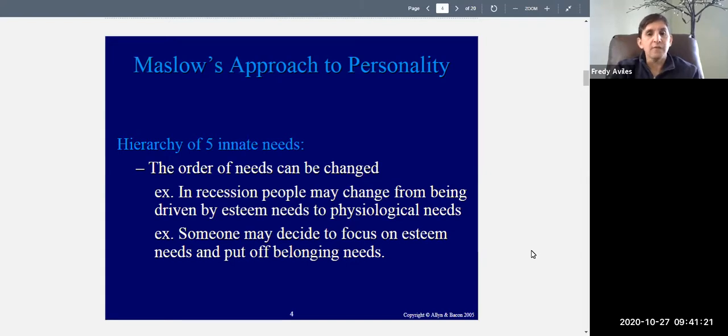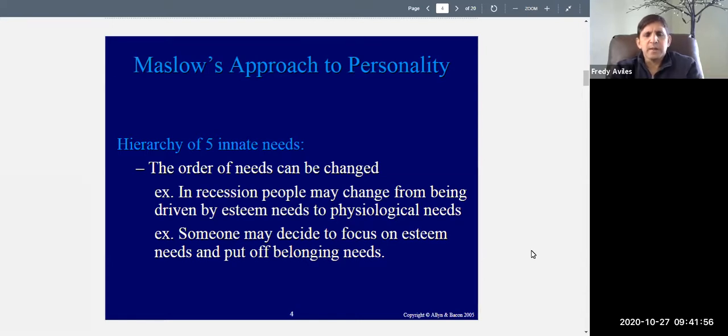So when you lose your job and money becomes scarce, no longer will you care about that nice car. You will probably sell it if you have to. No longer will you care about those clothes or those other things, those esteem needs, those materialistic needs that just make you feel good. You won't care about those things anymore. Now what's going to matter is, do you have enough money for food? Do you have enough money for shelter? That's what's going to matter. Your esteem needs won't affect your personality anymore. You won't care about those.